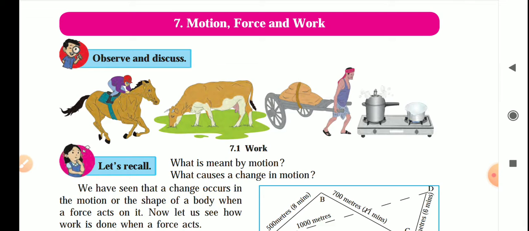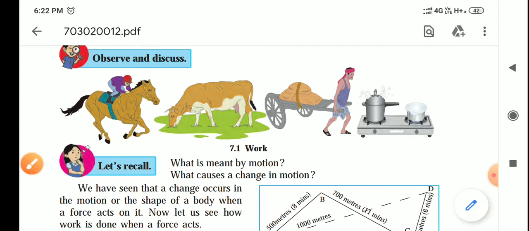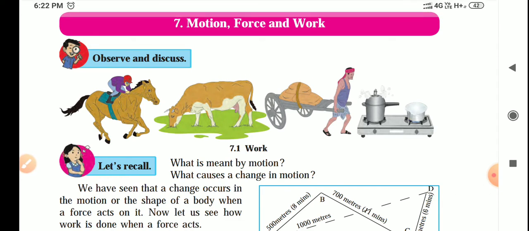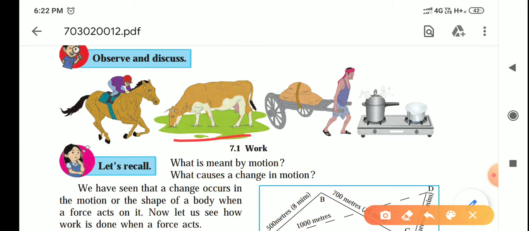So here in these images few motions are shown. In first image one rider is riding a horse. He is using muscular force of the horse to win the race. In second image one cow is grazing in the field. She is eating grass and moving randomly in the field.